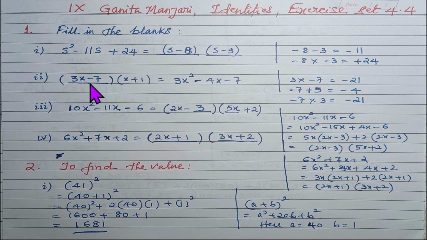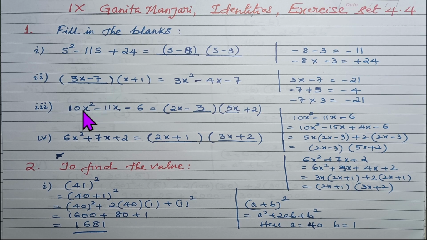Now the second example is 3x minus 7. This is not given to us. x plus 1 is given, and 3x square minus 4x minus 7 is given. So we have to find out one factor. A very simple method is to go for the middle term splitting method again. When I add, I should get minus 4. When I multiply, I should get minus 21, and therefore the numbers are minus 7 and plus 3. One factor, x plus 1, is already given to us. So the second factor is 3x minus 7. Otherwise, you can directly go for the middle term splitting method and find out the second factor.